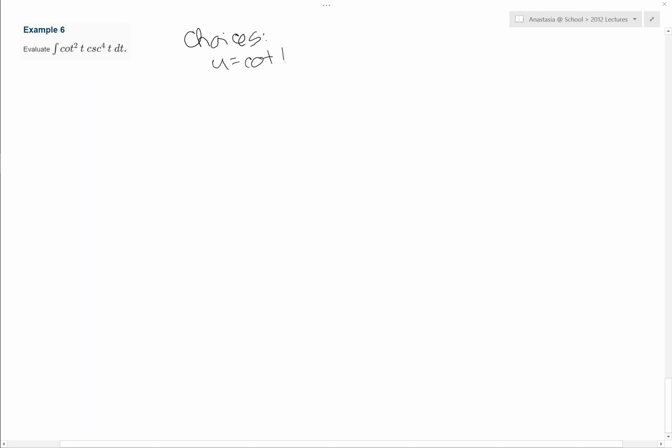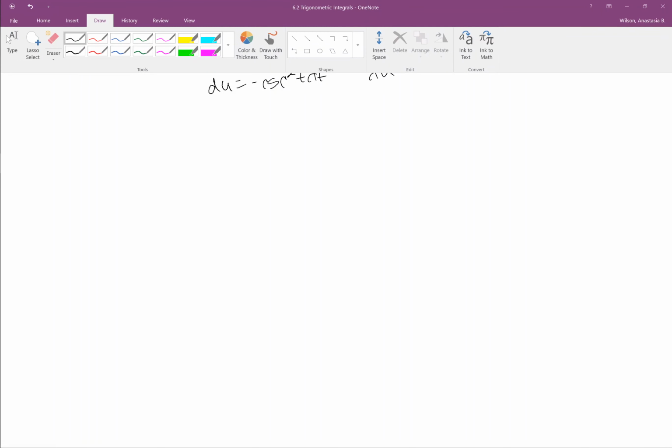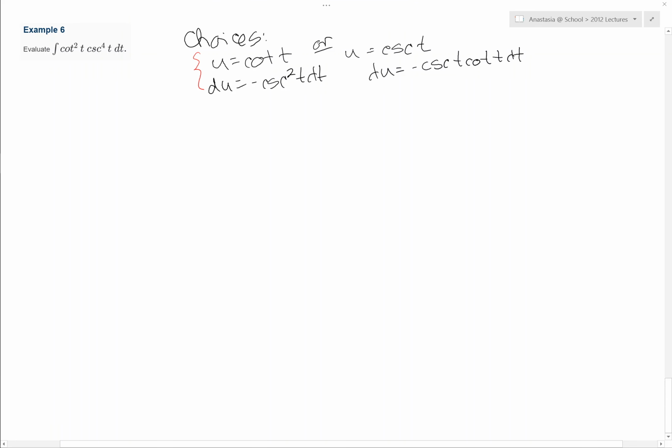The two simplest choices would be u equaling cotangent t or u equaling cosecant t. Yes, there are other options, but these are the best to start with since they're the simplest. If u is cotangent t, then du is going to be negative cosecant squared t dt. If u is cosecant t, then du is going to be negative cosecant t cotangent t dt. So we need to think about which option is going to work. Since I wrote out u equaling cotangent t first, let's consider this option.